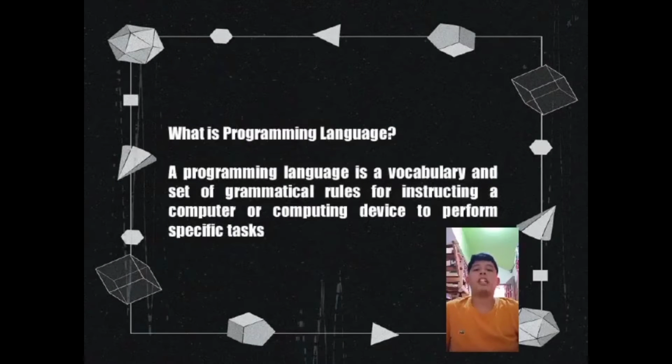What are programming languages? A programming language is a vocabulary and set of grammatical rules for instructing a computer or a computing device to perform a specific task. In other words, a programming language is a tool we use to encode information and to create software.